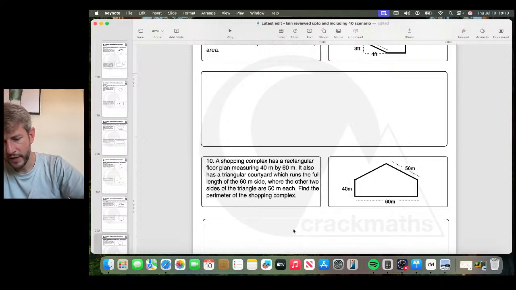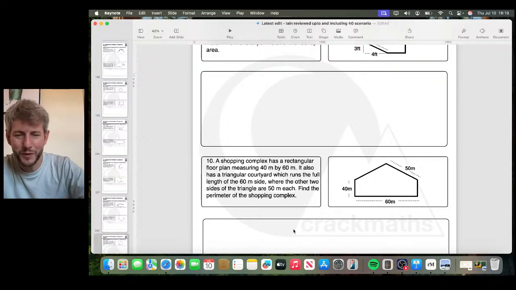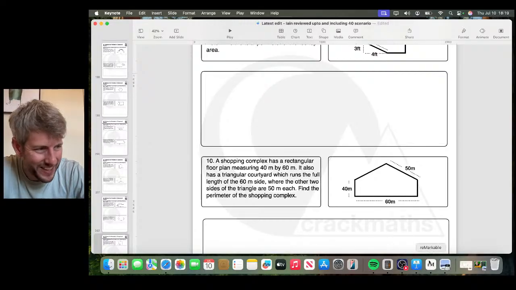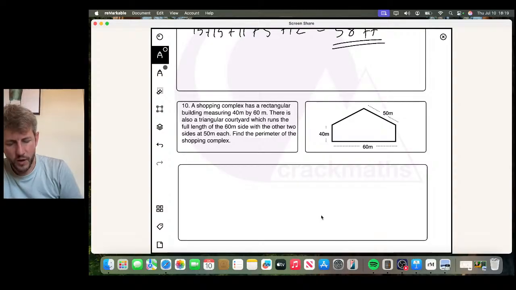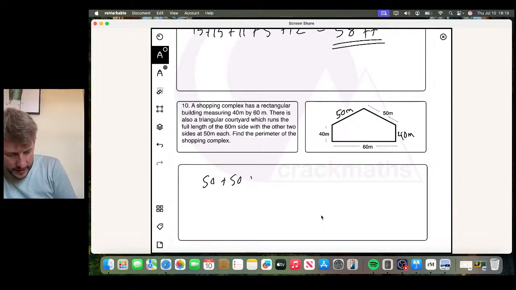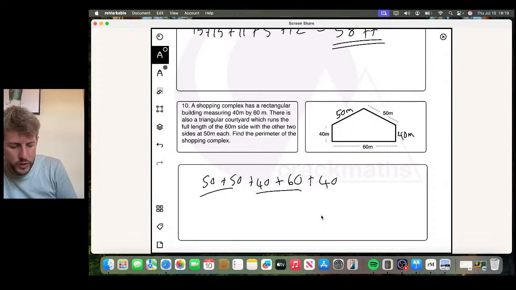Okay, so here we go. I feel like with these ones, the writing is harder than the question. So we've got 50 metres, this was 40 metres, 60 metres, 40 metres, and that's 50 metres as well. So we've got 50, add 50, add 40, add 60, add 40. 50 and 50 make 100, 40 and 60 make 100, so this will equal 240 metres.